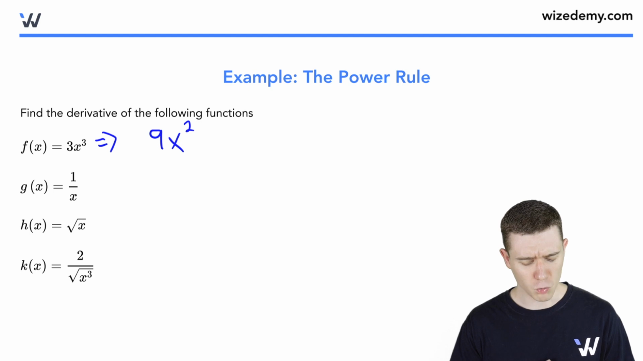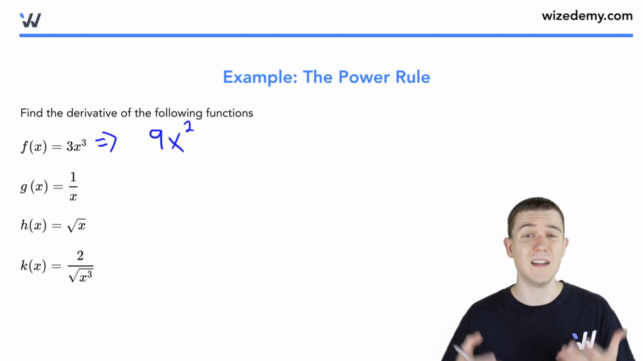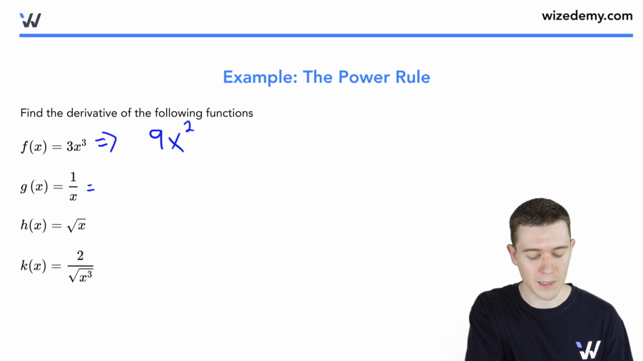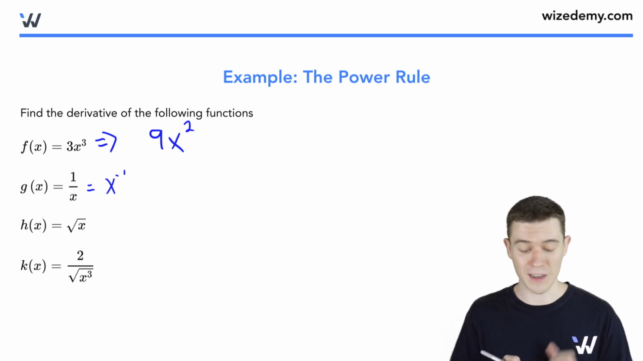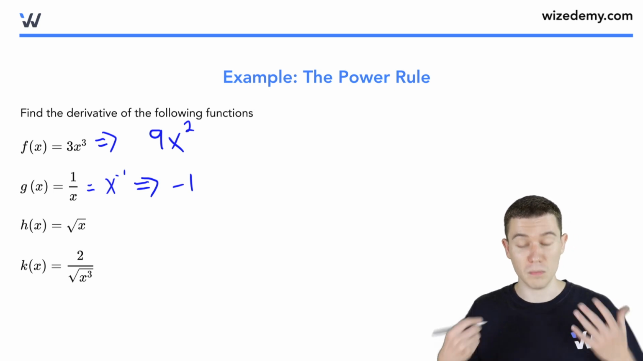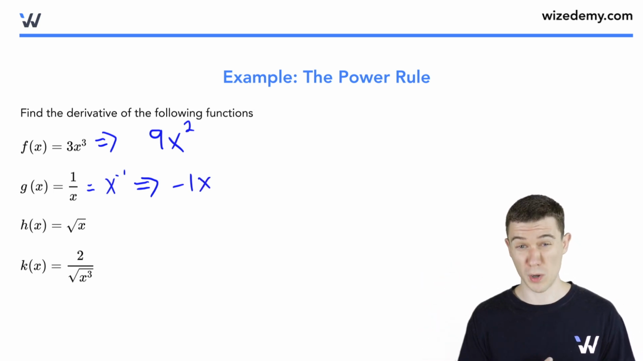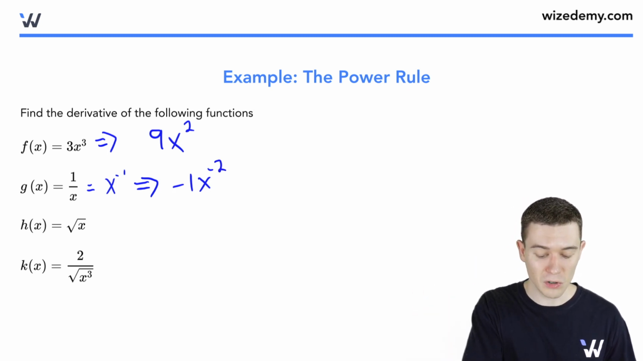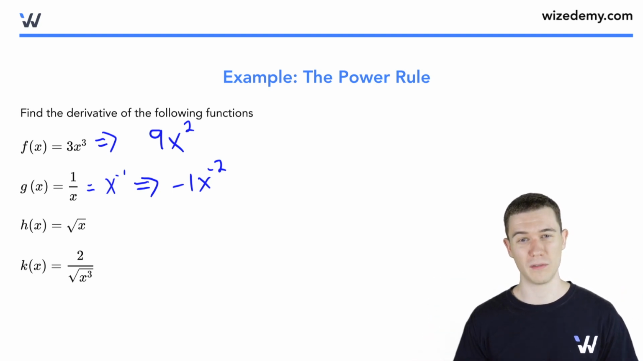This next function is 1 over x, and that's not in the form of the power rule. We want this as a number times x to a power. So we can rewrite g using properties of exponents as x to the negative first. Now we can go ahead and use the power rule, multiply by that power, so multiply by negative 1, x, subtract 1 from the power. Negative 1 minus 1 is negative 2.